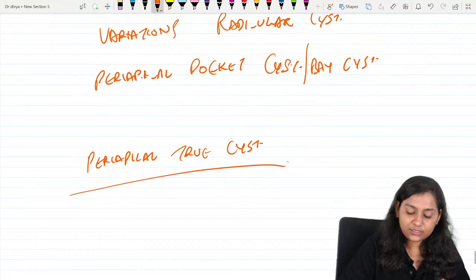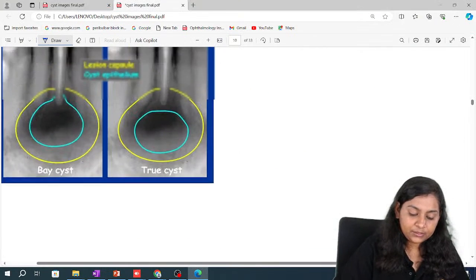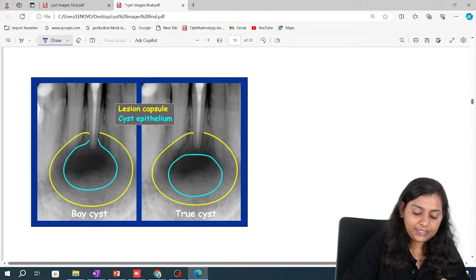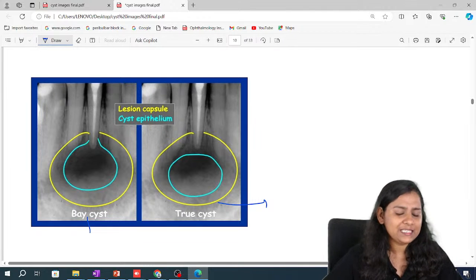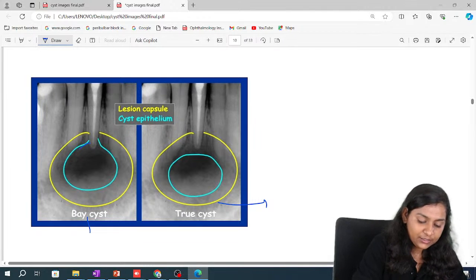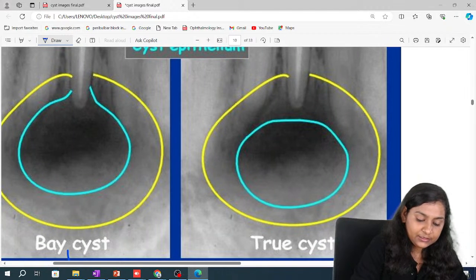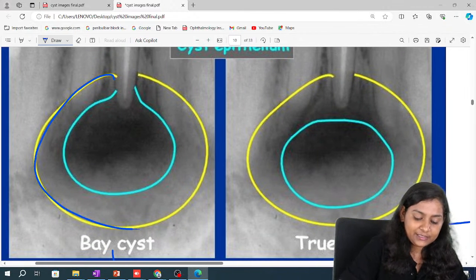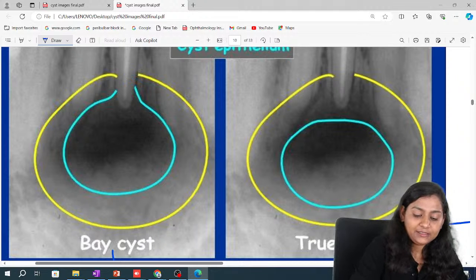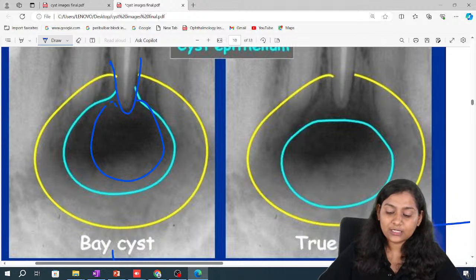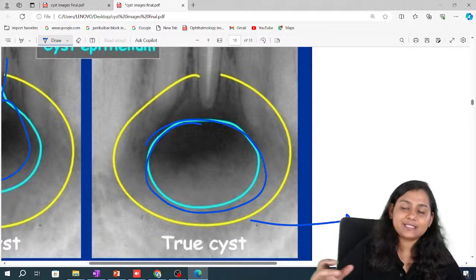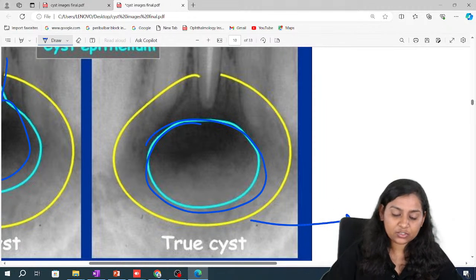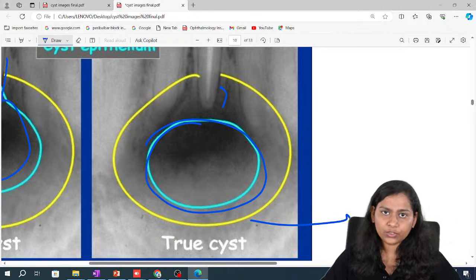Okay, so let's discuss this with a diagram. This is a periapical base cyst. This is a periapical true cyst. Now you tell me what is the difference between the base cyst and a true cyst. Can you see here the epithelial lining? Here the epithelial lining is incomplete and there is extension of the root into this lesion, while in the true cyst, it is present as an isolated bag-like structure in which there is no association of the root with the lesion.